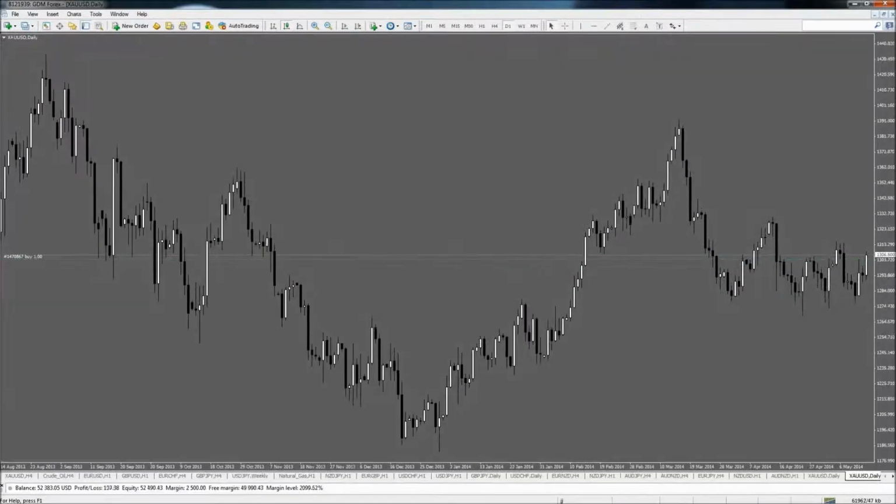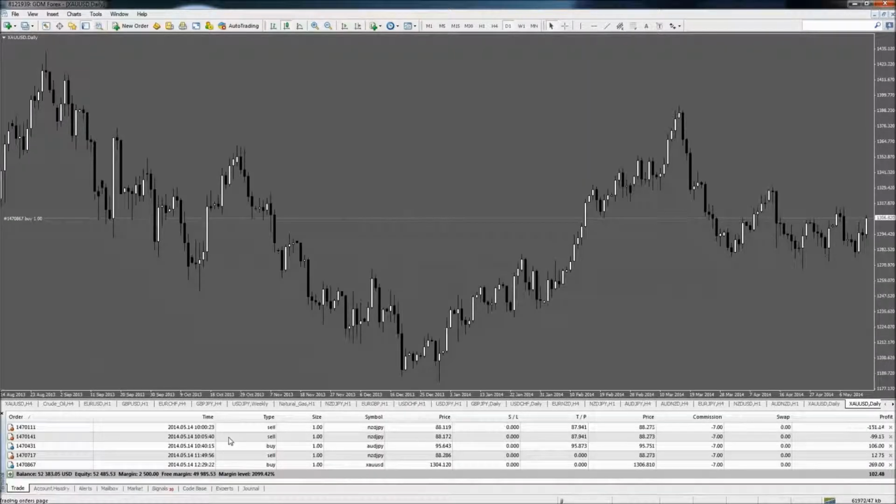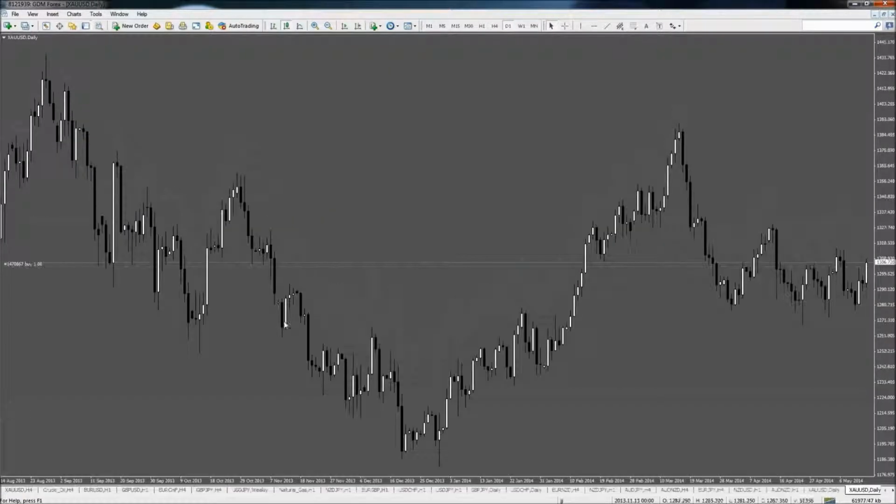What we see here is our MT4. What we have is just an example, a gold daily chart. I've got a few trades running down here, I'm testing a few different types of strategies. So I'm going to hide that away so it doesn't disturb you that much.